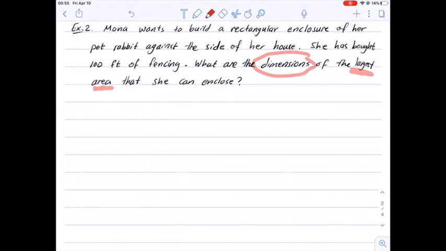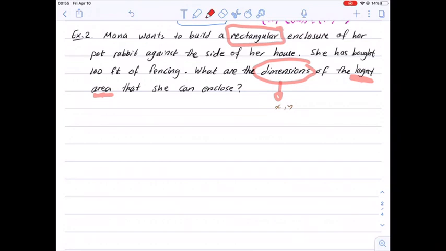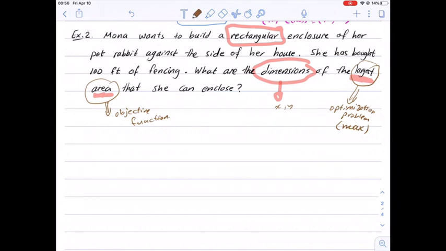So here we have some keywords. The first keyword is that we want to find dimensions. What are the dimensions? Length and width, for example. So x and y, we have two variables because this is a rectangular enclosure. And we have a keyword here, largest. That means we have an optimization problem. It's a maximum problem, and we are talking about area. That means this is the objective function, because the objective function is the function that we want to maximize or minimize, optimize. So here we want to find the dimensions that give the largest possible area.